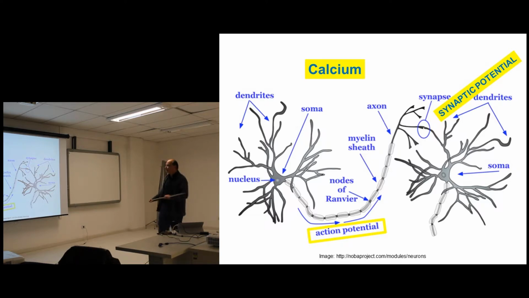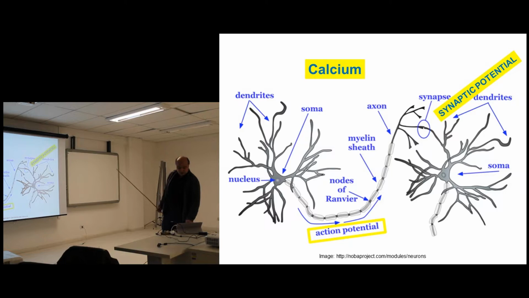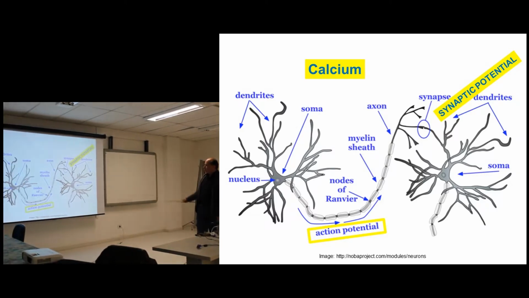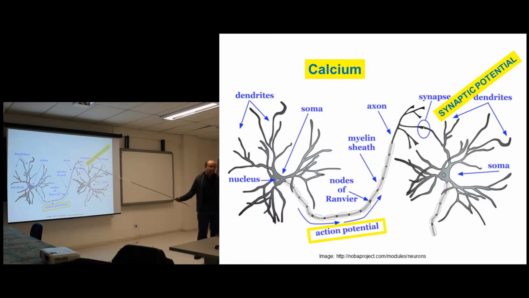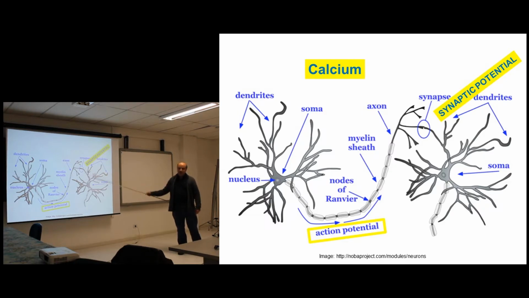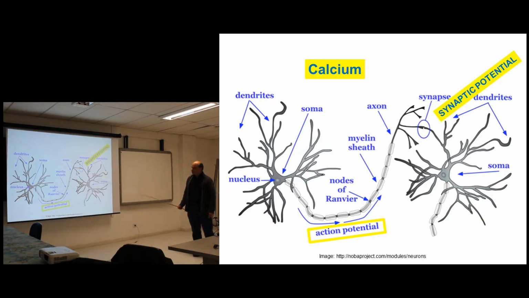We can also detect synaptic potentials. Synaptic potentials are generated when ionotropic receptors, such as glutamate receptors or GABA receptors, are activated by neurotransmitters, and that causes a depolarization that's considerably slower than an action potential. It's not regenerative, but it's a potential that can also be measured using both intracellular and extracellular electrodes.